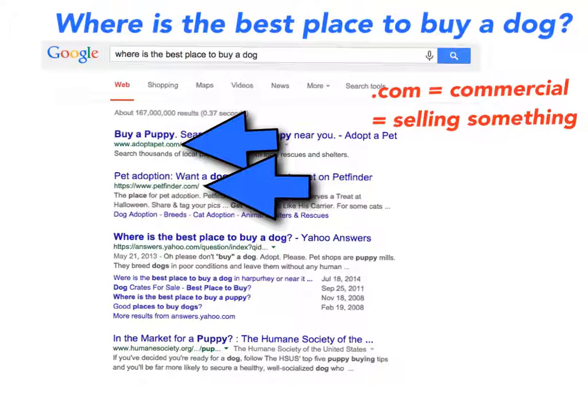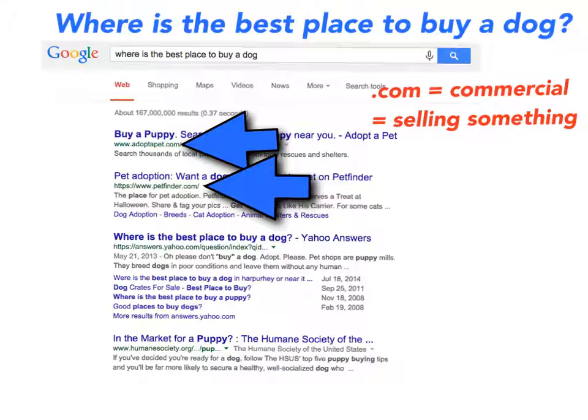Okay, so notice these first 2 results are .coms. I'm not sure if everybody realizes what a .com is, but com is short for the word commercial. And when we're talking about commercial, we don't mean the commercials on TV, but we mean commerce, buying and selling things. So .coms are, in general, trying to make money off of people who visit them. They're trying to sell us goods or services.